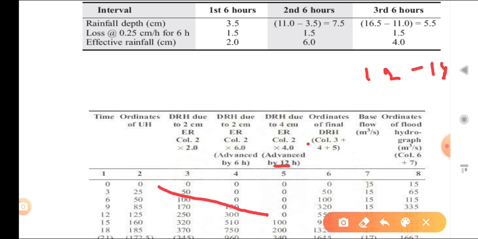Now what is the next value? That is 25. So 25 multiplied by 4 goes below. Similarly, what is the next value? 50. So 50 multiplied by 4 goes below, like that.